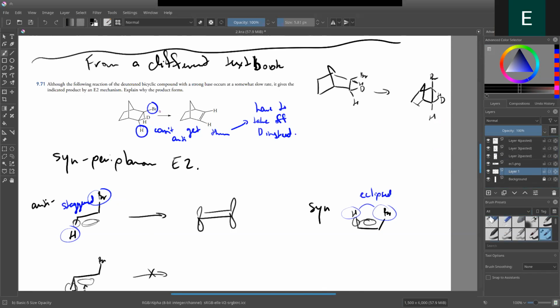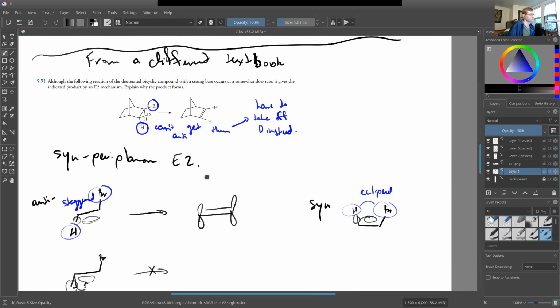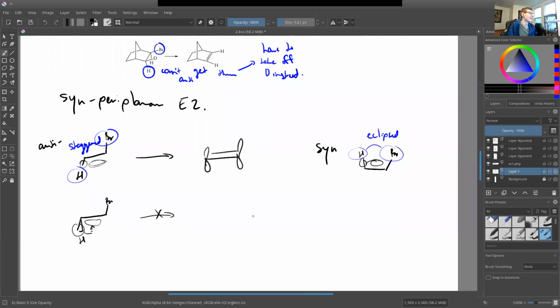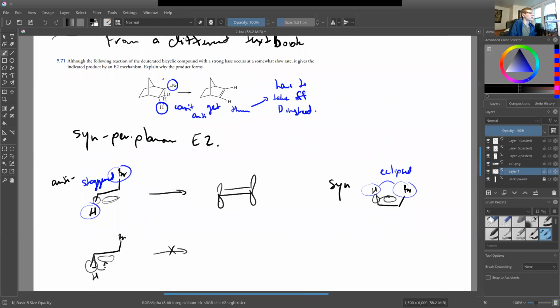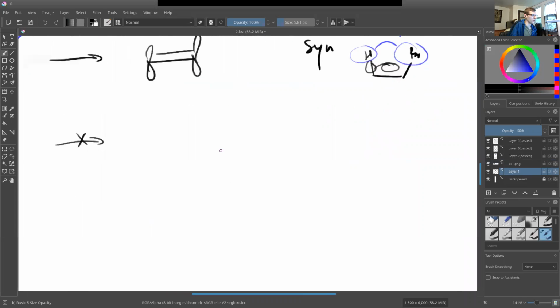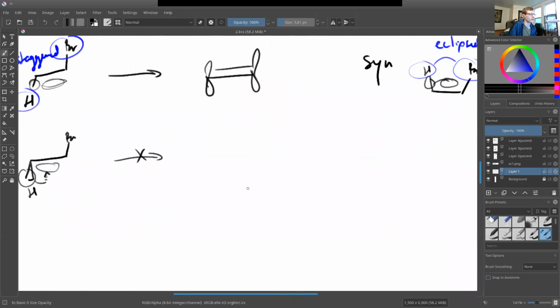So if you had to explain it in a sentence, like if you were answering the question, how exactly would you word it? Yeah, how would I word it? That's an important question, right? So it gives the indicated product by an E2 mechanism. So let's say, explain why the product forms.